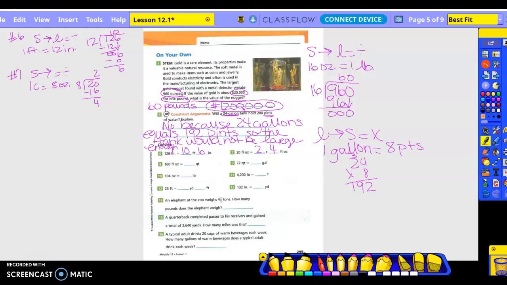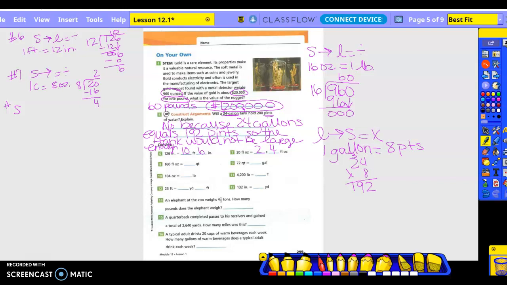Now, if we needed to, we can also make that a fraction, right? But in this case, they didn't ask for a fraction. All right, so we have ounces to quarts. Is that smaller to larger or larger to smaller?